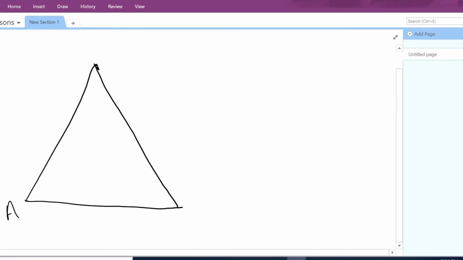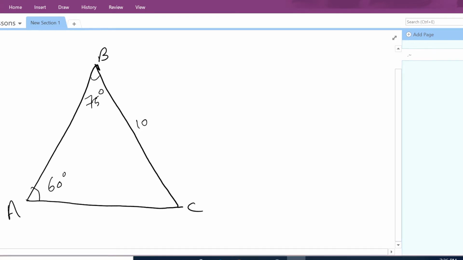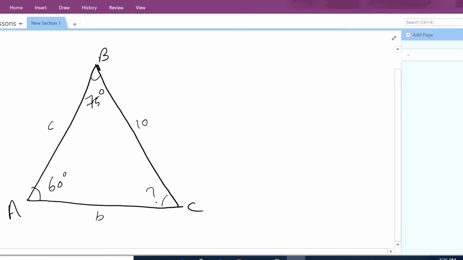Say we have a triangle A, B, and C, where angle A is 60 degrees and angle B is 75 degrees. We have side A as 10. What we have to do in this case is find side B, side C, and angle C. First step is let's find angle C.